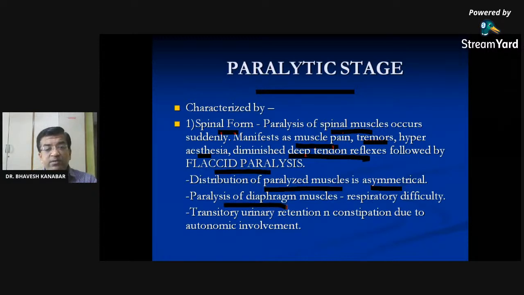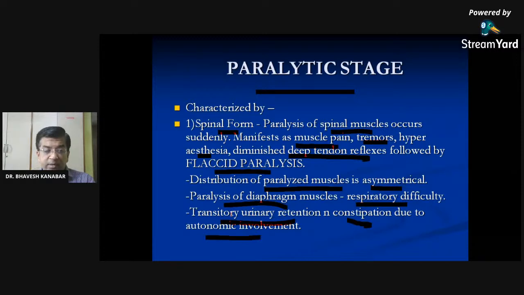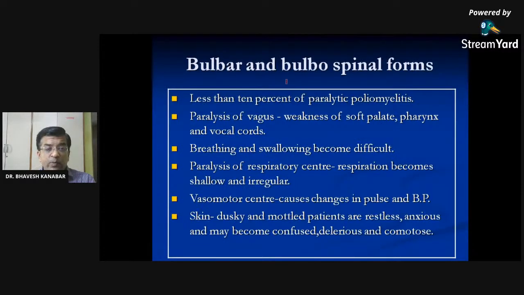Paralysis of the diaphragm muscle can lead to respiratory difficulty. As you know, the diaphragm is also a muscle. If it is paralyzed, then the patient is not able to properly perform the respiratory activity. Transitory urinary retention and constipation can occur due to autonomic involvement. Right? Bulbar and bulbospinal forms make up less than 10% of paralytic polio.